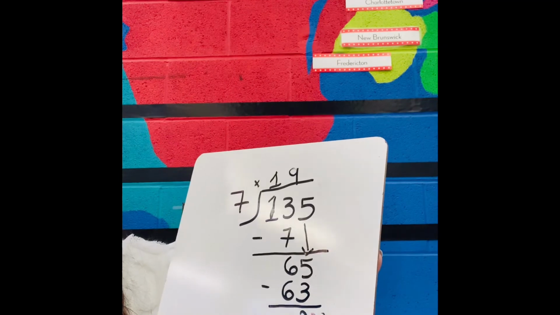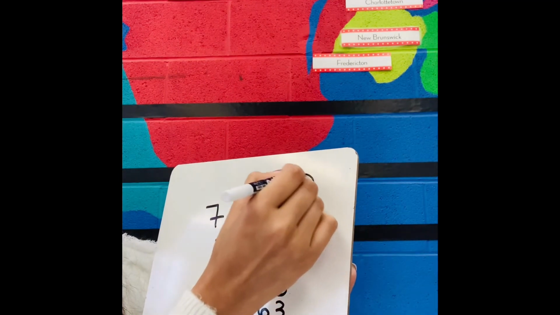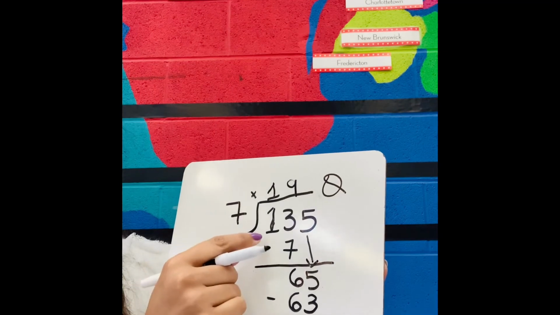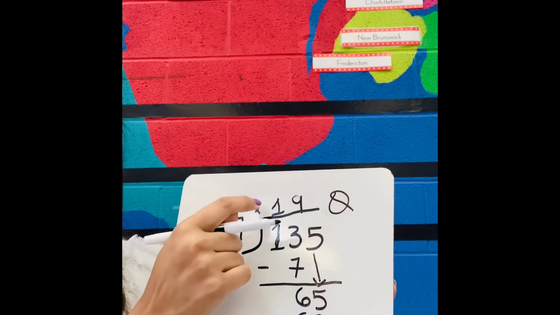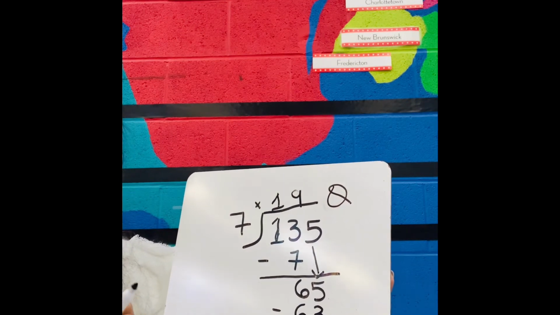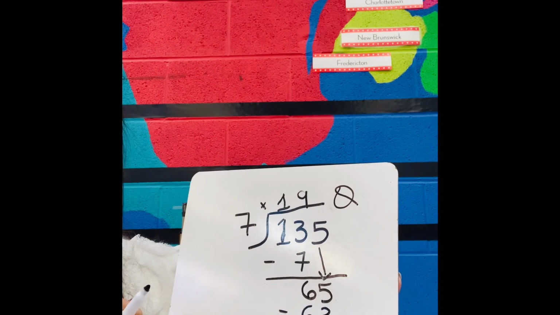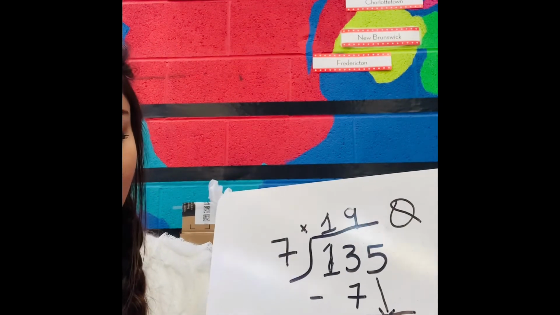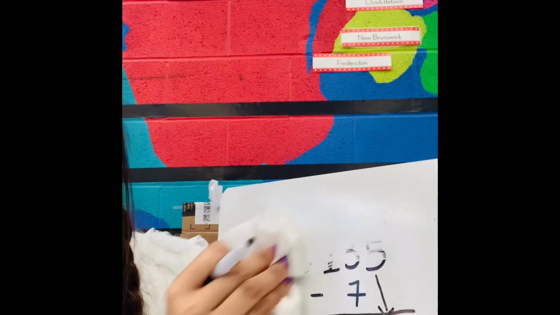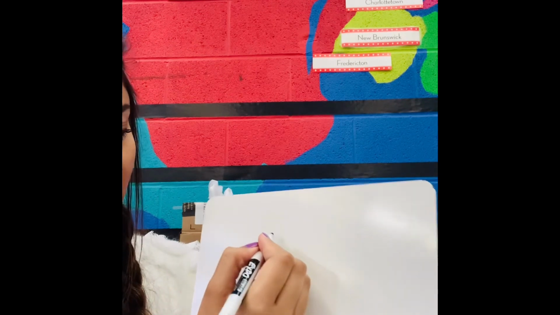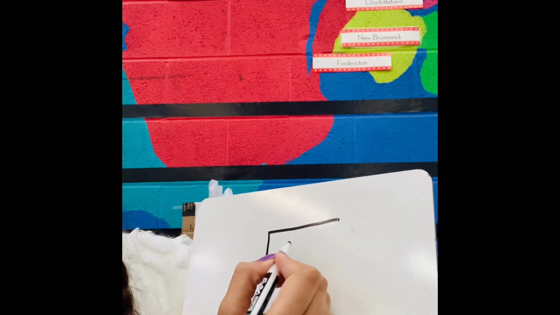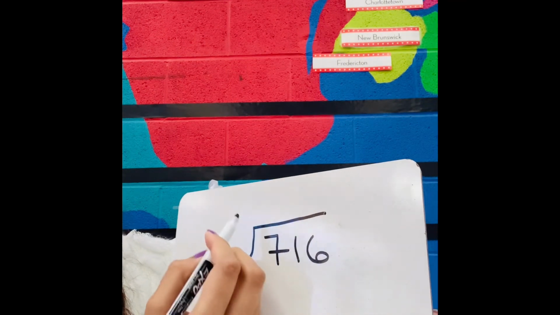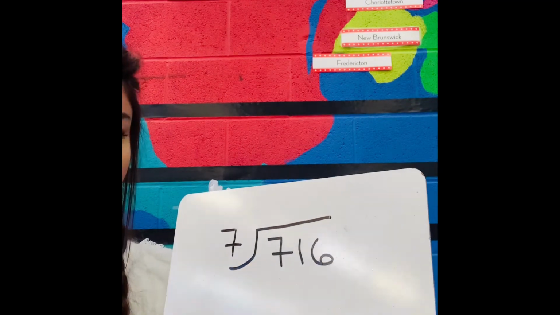So my remainder is 2 and my quotient is 19, which means if there were 135 cookies and there were 7 kids, each kid would get 19 and you would be left with 2 cookies. Does that make sense? Okay, let's go ahead now and do the last penguin together. And then you will go ahead and finish the rest of the exercise. So the last penguin is 716 divided by 7. So here we go.